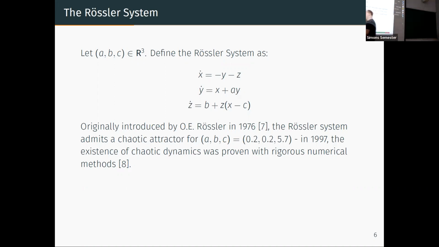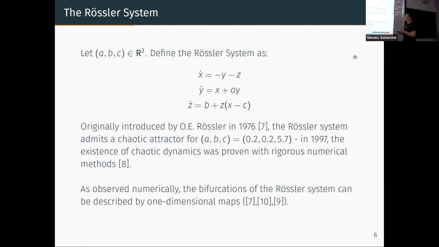Additionally, the existence of the chaotic attractor, meaning more precisely chaotic dynamics, at these parameter values was proven more or less 20 years later by Kudel-Zlichinsky, by applying rigorous numerical methods. Anyway, the existence of the chaotic attractor was not the only thing discovered by Rössler. He also observed that there were parameter values in the parameter space at which no chaos whatsoever was detected.